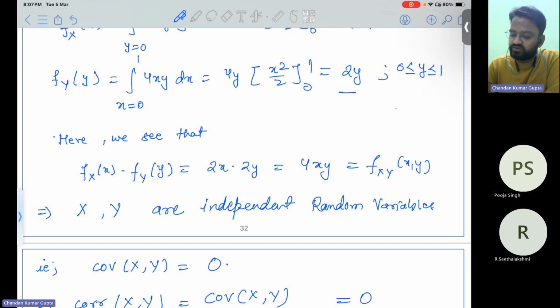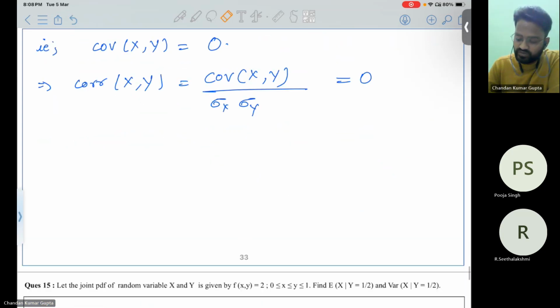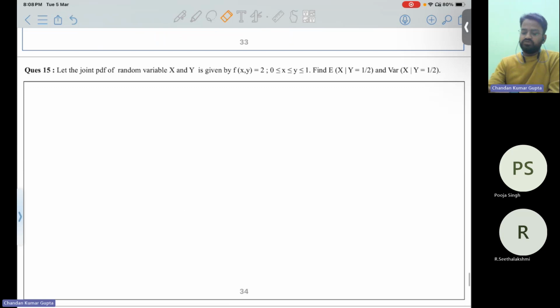Suppose y equal to x square. In that case, it may be possible that the correlation coefficient is 0, but here y is totally dependent on x. It is not linearly dependent, and the correlation coefficient gives the linear dependence. Now the last question: the joint PDF of random variables x and y is given by 2. We need to calculate the expected value of this and the variance of this.